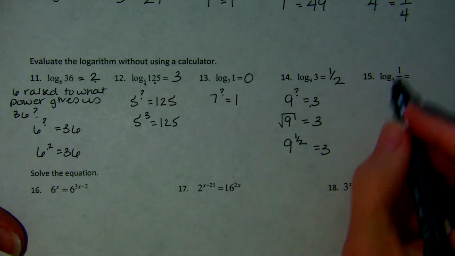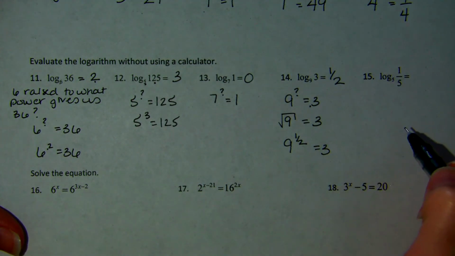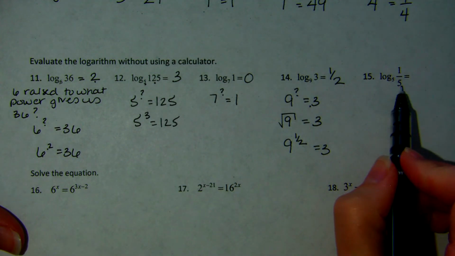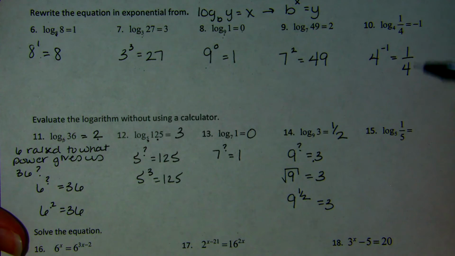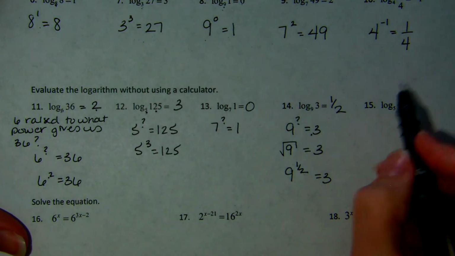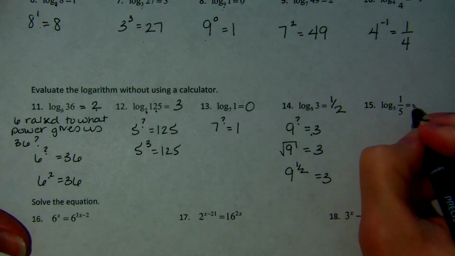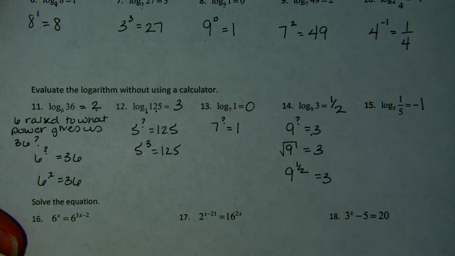All right, log base 5 of 1/5. You know, again, this looks tricky. It's a whole number and a fraction, but remember, if you look back just a little bit, you'll see that 4 to the -1 was 1/4. So what exponent of 5 is going to give me 1/5? The answer is -1.